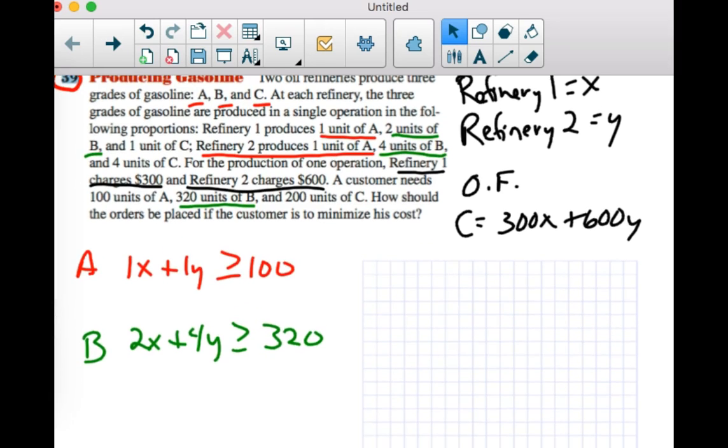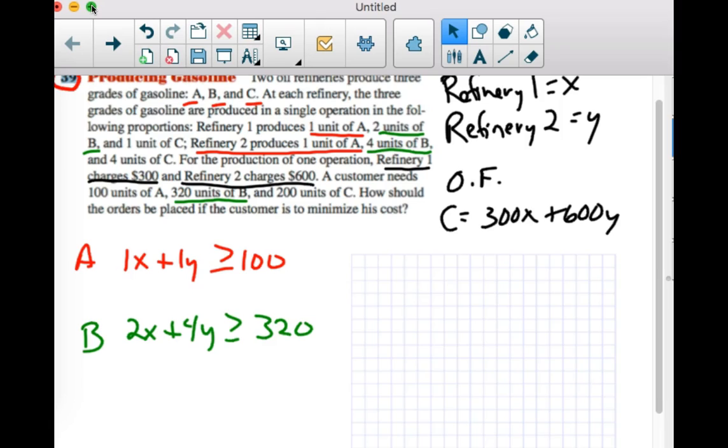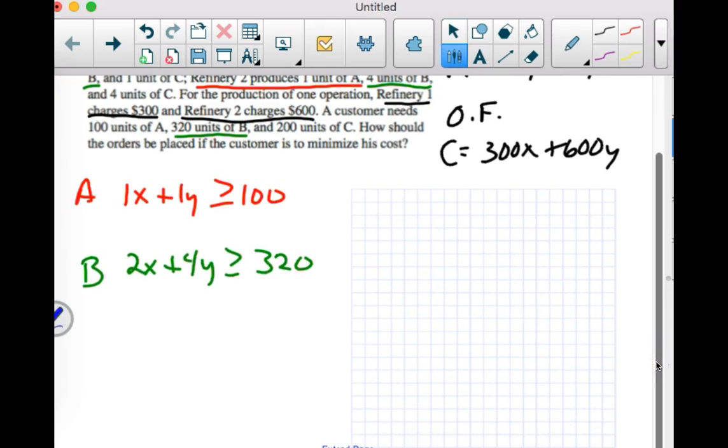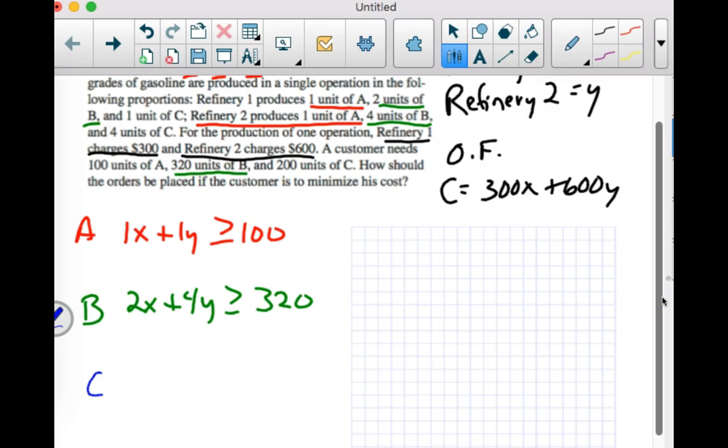Now I'm going to change the color again and go after the C. So let's see, I might have to scroll up here a little bit to get the information. There it is. So Refinery 1 produces 1 unit of C, and Refinery 2 produces 4 units of C. And the customer wants 200 units of C. So again, we could produce exactly 200, or we could produce a little more and hope that somebody else will come along to purchase that from us.